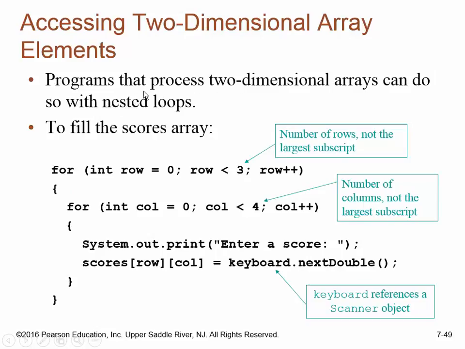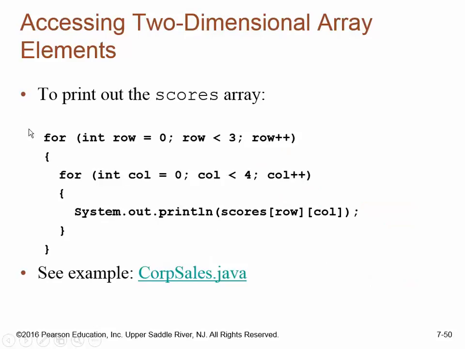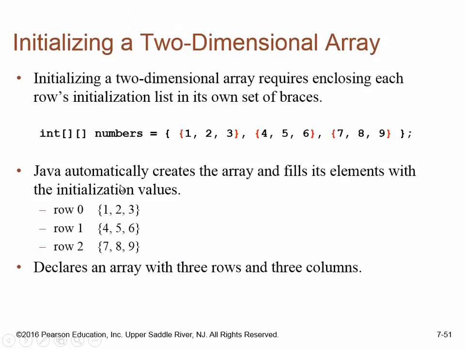Typically, if you want to do processing with multidimensional arrays, you use nested loops. Since it's a two-dimensional array, there's two sets of for loops. If it was a three-dimensional array, there would be three for loops. So what happens is you go through row 0, and then you fill up all four columns. Then you go through row 1, and you fill up all four columns, etc. Not only for inputting, but for outputting. Two sets of for loops.